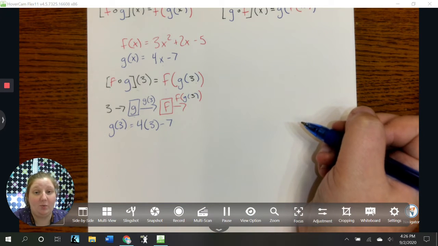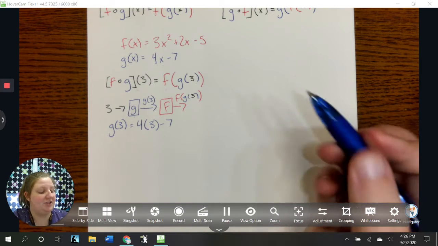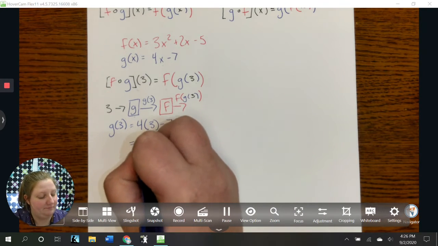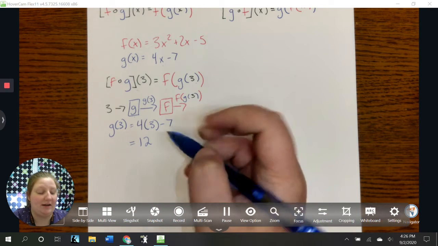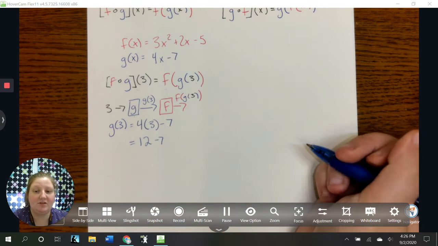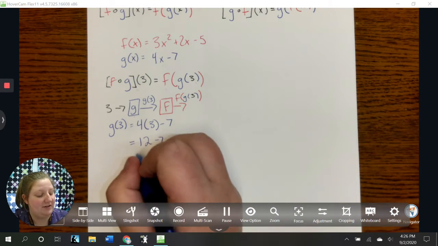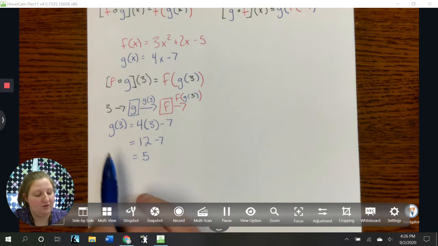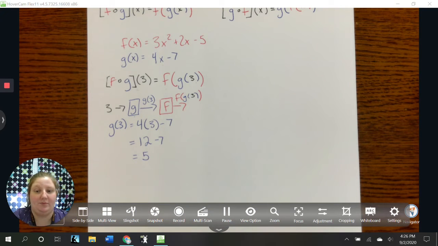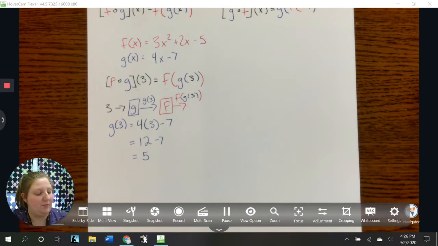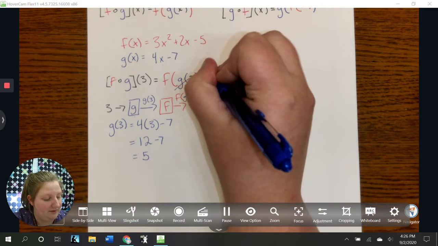Alright, from here we're going to simplify to get g of 3. So 4 times 3 is 12. And we bring down our minus 7. So we get 12 minus 7. Then 12 minus 7 is 5. So g of 3 is equal to 5. So what we're going to do now is up here where we have g of 3, we now know that g of 3 is equal to 5.